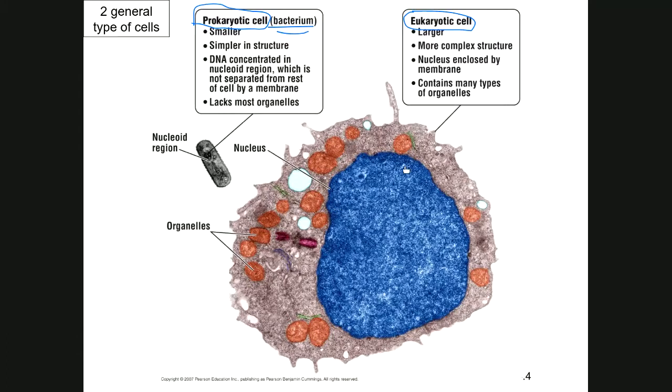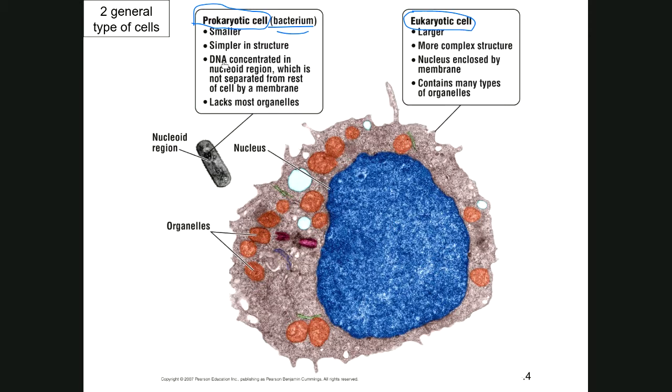Now, besides the size, as we'll talk about again, another major difference between these two cells has to do with what we call membranous organelles, such as the nucleus. This is the nucleus of a eukaryotic cell, and you can see the nucleus alone is much larger than the entire prokaryotic cell. Prokaryotic cells don't have a nucleus. However, both of these contain the compound DNA, which we'll talk about more.